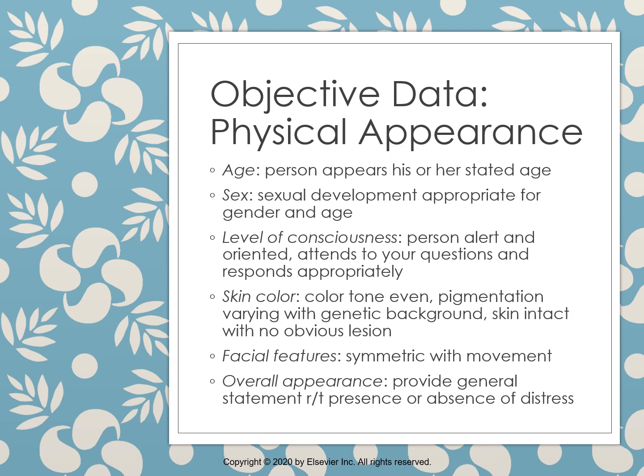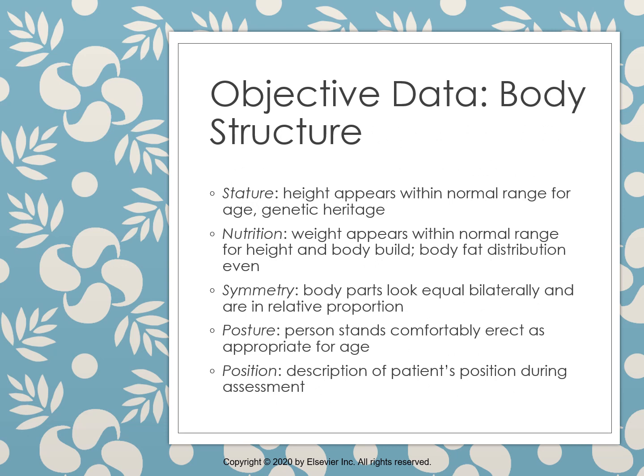You can tell a lot by just talking to the person and evaluating appropriate responses. It is also important to note if facial features are symmetric. You can also tell right away if a person is in distress. There is much information that can be gathered by just a general survey. Other objective data may include stature, nutrition, symmetry, posture, and position.